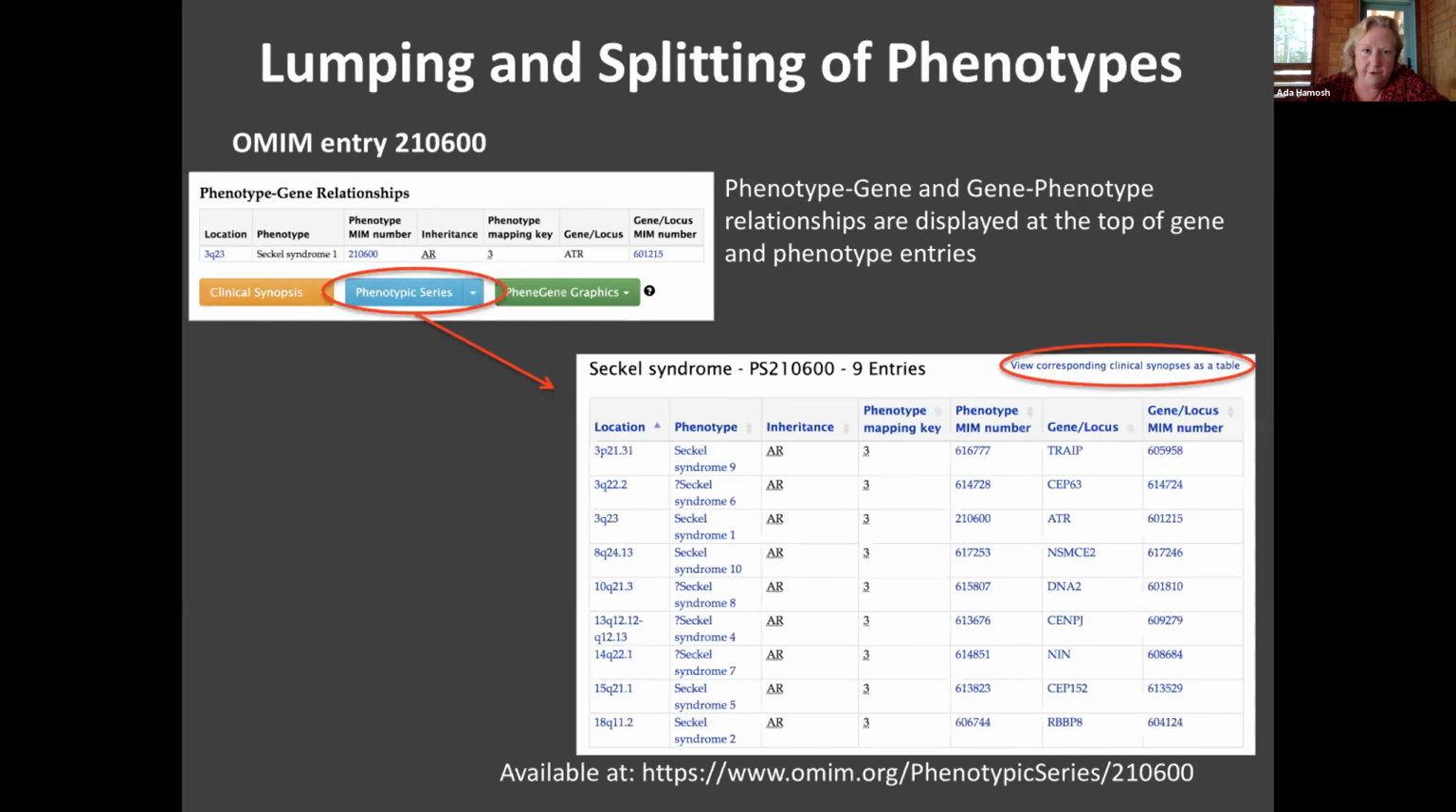All right, enough challenges. So what do we do with all that? We lump and split phenotypes. So OMIM, since the early 90s, has divided phenotypes by the molecular basis. And the discussion of that genetic heterogeneity is always included in the lowest number of the series. So this is an example of Sickle syndrome. And as of yesterday, there are still 9 Sickle syndromes.